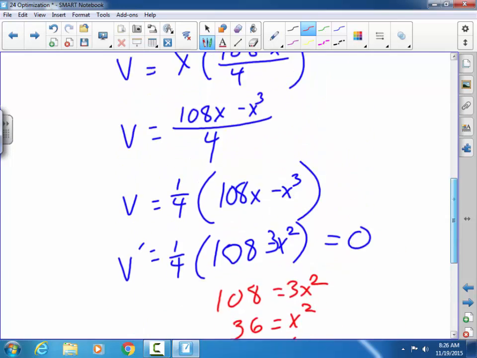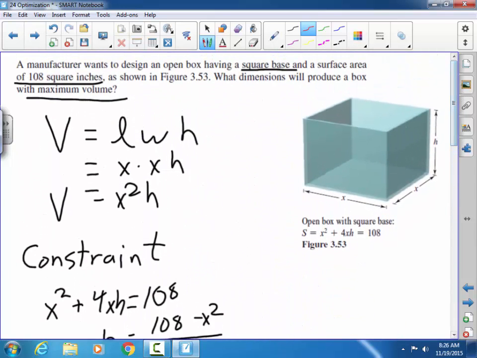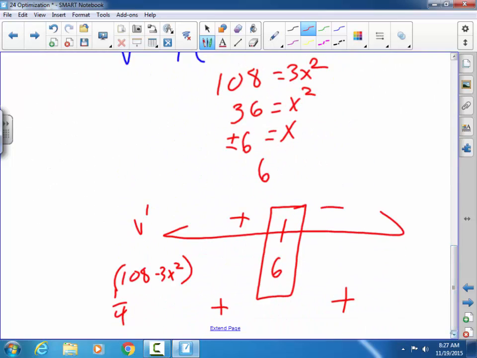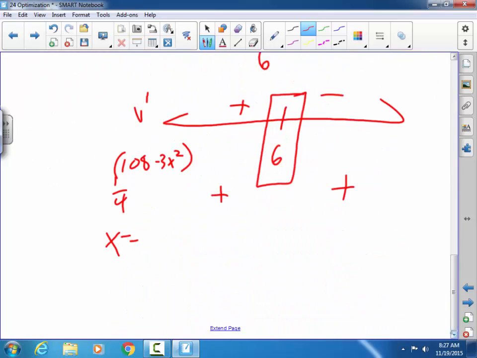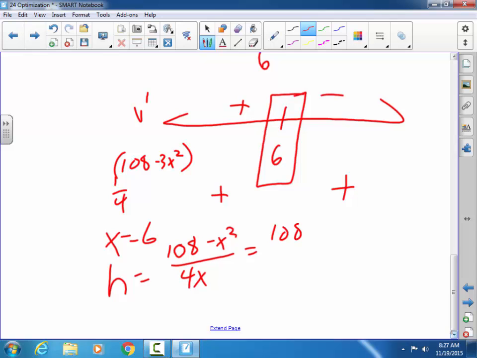So if we make this box 6 by 6 on the bottom, it will be the right size to give us maximum volume at 108 square inches. It asks for the dimensions. What does that mean? You got to know the height too. Very good. So we know that x equals 6. H is what? 108 minus x squared over 4x. 108 minus 36 over 24.